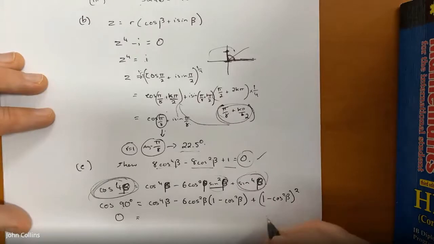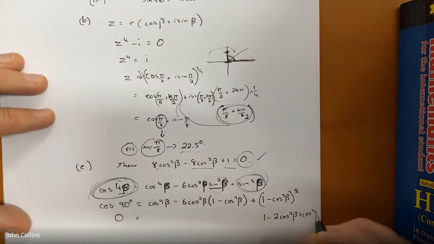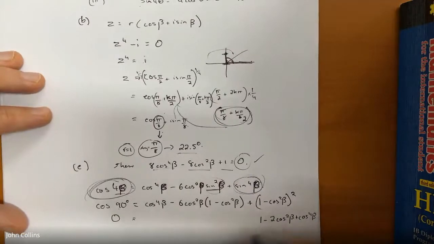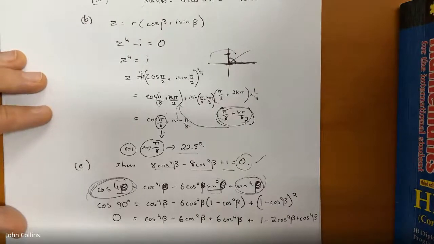So this bit, if I want to square that out, is going to be 1 minus 2 cos squared beta plus cos to the 4th beta. That's that bit done. This, all right, let's do it from here as well. 4 beta minus 6 cos squared beta plus 6 cos to the 4th beta. I think I'm okay. Plus, can I do that? Am I happy with that?